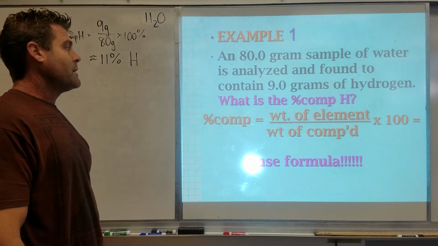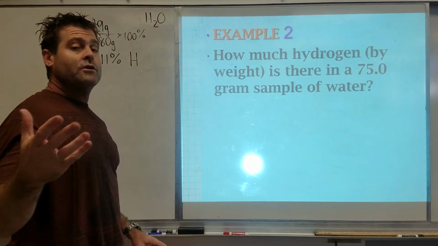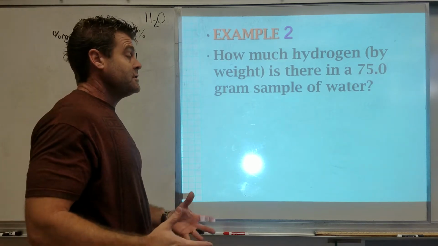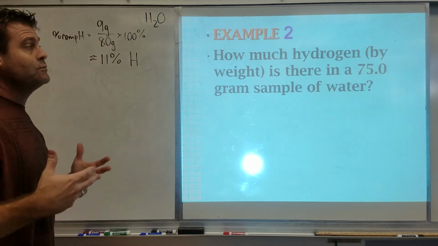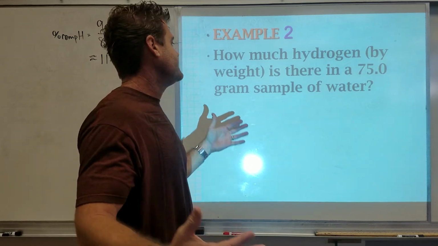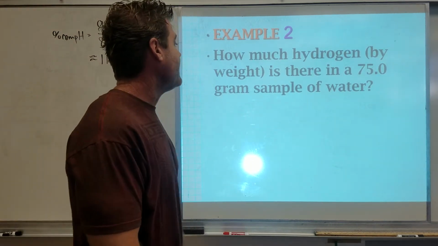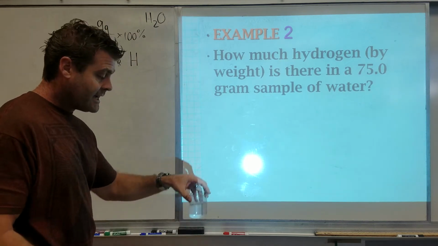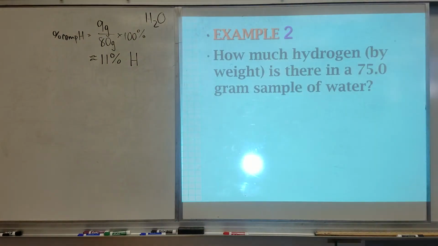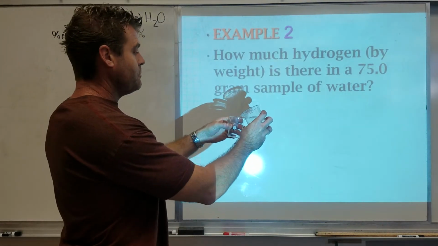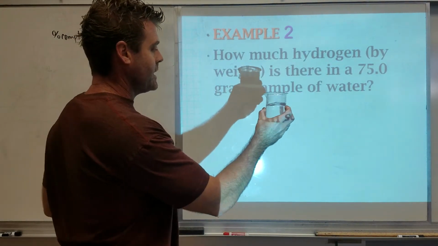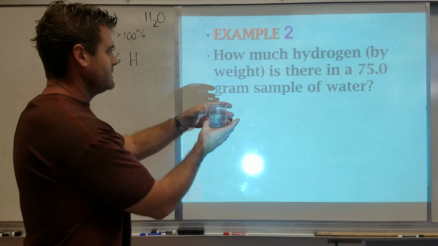So we use the formula, right? Okay, let's do another one where you're not going to necessarily use this formula. You use this formula when it's asking what is the percent composition, but I'm reading this, it's not asking what's the percent composition, it's saying how much hydrogen by weight is there in a 75 gram sample of water. So look, I have an 80 gram sample here. Okay, I have an 80 gram sample of water, so I'm going to pour out 5 grams, okay? Let's say about 5 grams. So now I have 75 grams, okay?